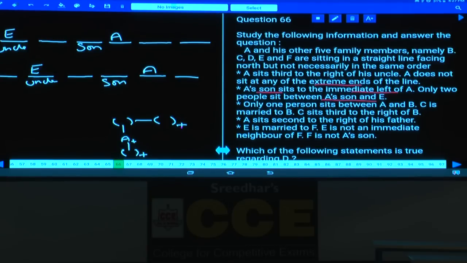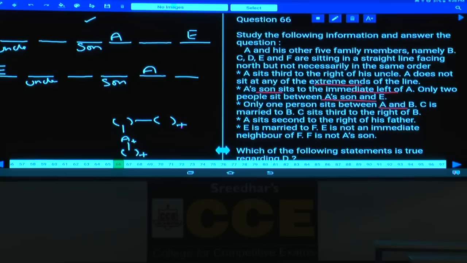Only 2 people sit between A's son and E. Between A's son and E, how many persons are there? There are only 2 people in between A's son and E. As A's son is here, 2 people means E must be at this place, and similarly here also E must be at this place.